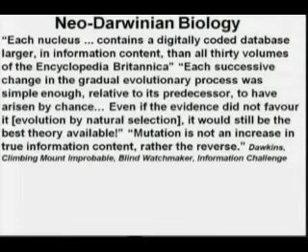He also says the way that Darwinism works is that each successive change in the gradual evolutionary process was simple enough relative to its predecessor to have arisen by chance. And he makes a rather interesting statement that even if the evidence did not favor evolution by natural selection, it would still be the best theory available. And then he acknowledges one other very interesting thing: mutation is not an increase in true information content, rather the reverse. So Dawkins acknowledges that mutation does not increase the information.